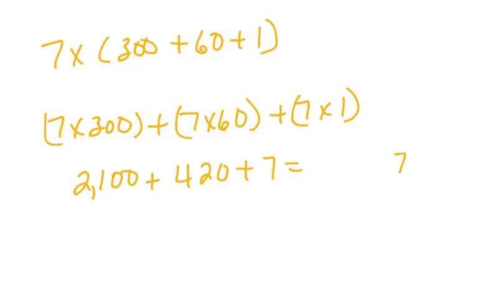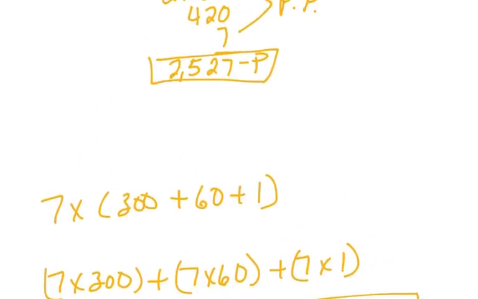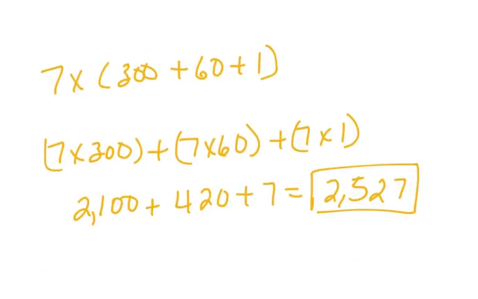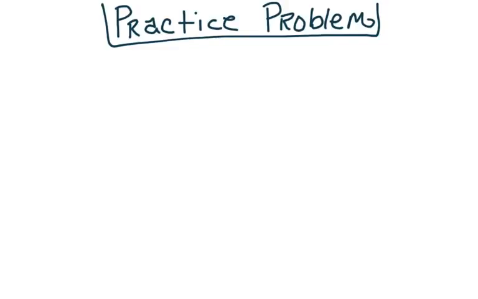And if we add up everything together, we still get the same product of 2,527. And then here is a practice problem for you to try. And that is the end of our lesson on the distributive property for a three-digit by one-digit multiplication problem.